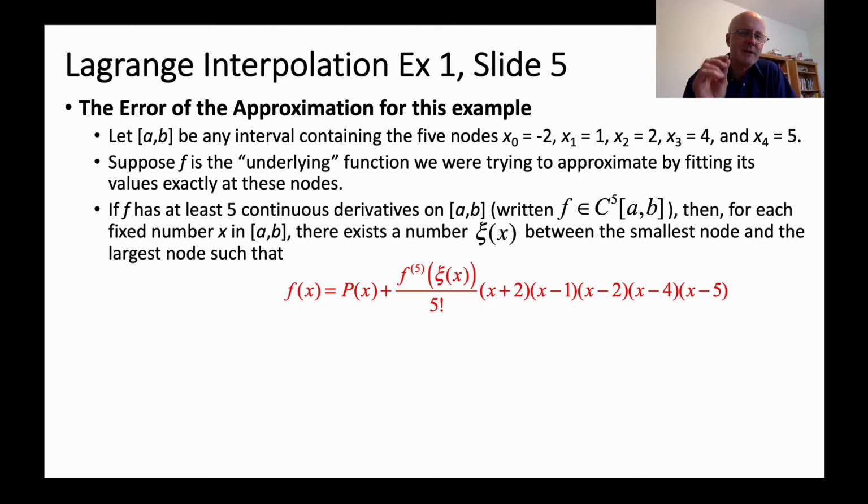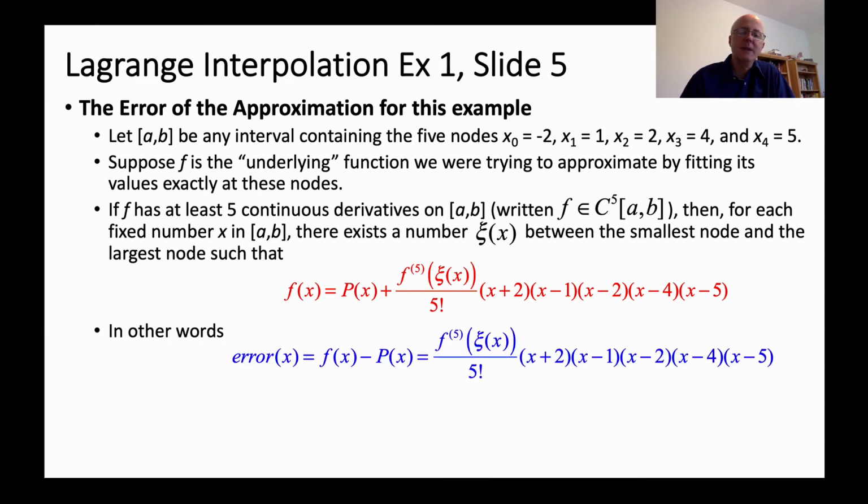When you think about this formula, initially think about x as fixed. So xi of x is some fixed number as well. We're plugging in some fixed number into the 5th derivative of f, dividing by 5 factorial, which is 5 times 4 times 3 times 2 times 1, which is 120, times this product, x plus 2 times x minus 1 times x minus 2 times x minus 4 times x minus 5. You may have seen something like this before in the context of something called Taylor's theorem. This is a generalization of Taylor's theorem.